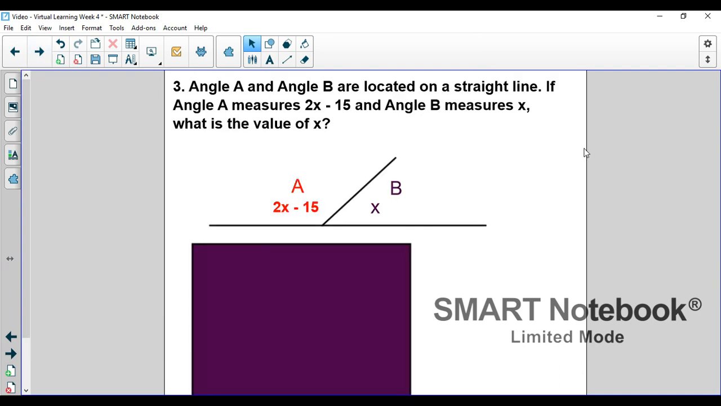Number 3, angle A and B are located on a straight line. That means they must be supplementary to each other. If angle A measures 2x minus 15 and angle B measures 1x, what is the value of x? So again, I drew a straight line, broke it into two pieces, and labeled what I got from my word problem.